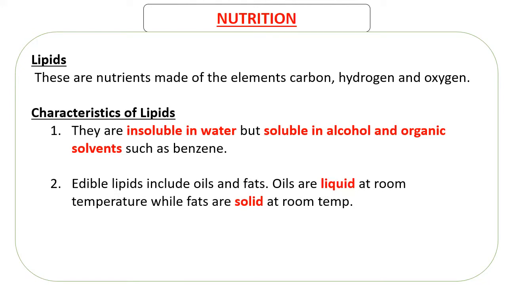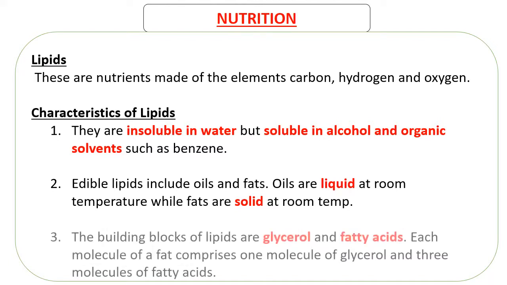There are some lipids which cannot be eaten and lipids which can be eaten. The ones which can be eaten, hence called edible lipids, include oils and fats. Oils are liquid at room temperature, while fats are solid at room temperature. So oils are like cooking oil, it's an oil because it's a liquid at room temperature. And butter or animal fats or fats from pork, those are solid at room temperature. This is not a hard fact to know.